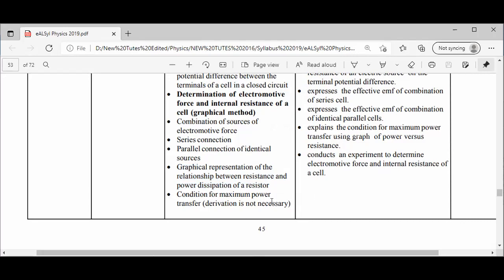Condition for maximum power transfer. For a battery to transfer maximum power to a load, the internal resistance of the battery and the external resistance of the load should be the same. Load resistance and internal resistance of the power source should be the same, then only maximum power can be transferred. So there is the past paper question. It's a very good question to understand this.